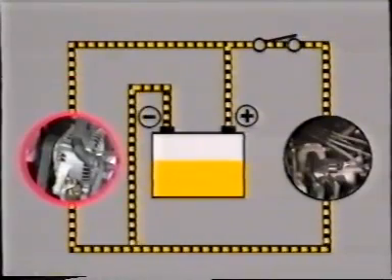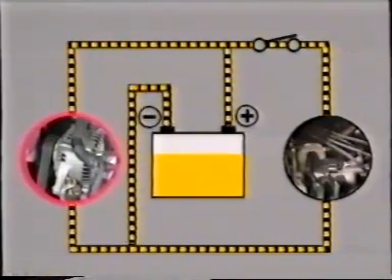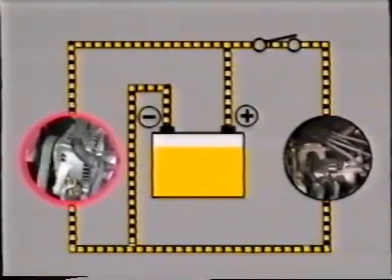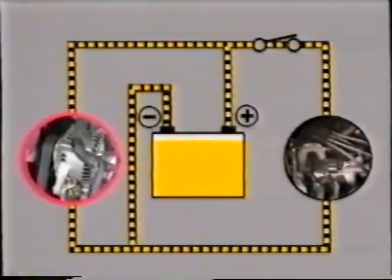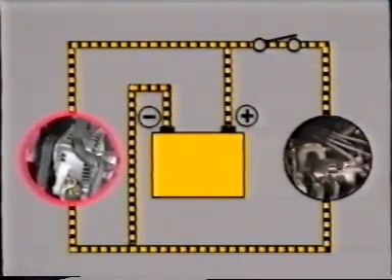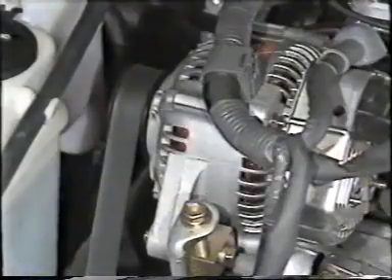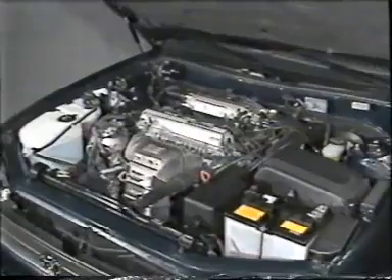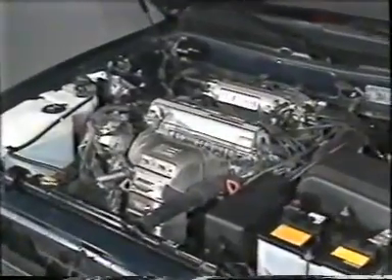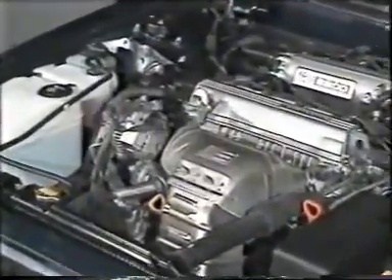In summary, the alternator, which is the main component of the charging system, not only supplies current to the electrical components of the automobile, but also charges the battery. How does the alternator generate electricity? We will now explain the principles of the generation of electricity.